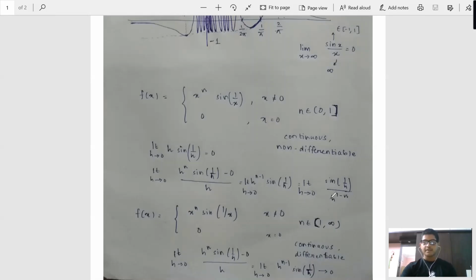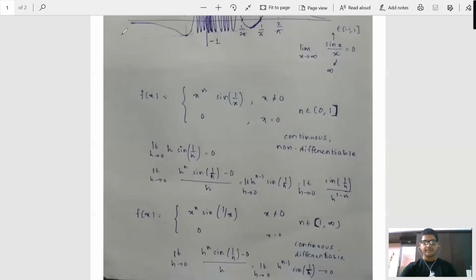And in the previous example, n was between 0 and 1. So it is 0.5, let's say, n value. So 0.5 minus 1 is going to be h to the power minus 0.5 sin(1/h). So what I was saying there, sin(1/h) by root h. So this becomes root h when n is, let's say, 0.5. Fine. And sin(1/h) by root h, where h tends to 0, the numerator is going to be a finite quantity, but the denominator is tending to zero, so the whole thing blows up. So we can say that clearly it is non-differentiable.